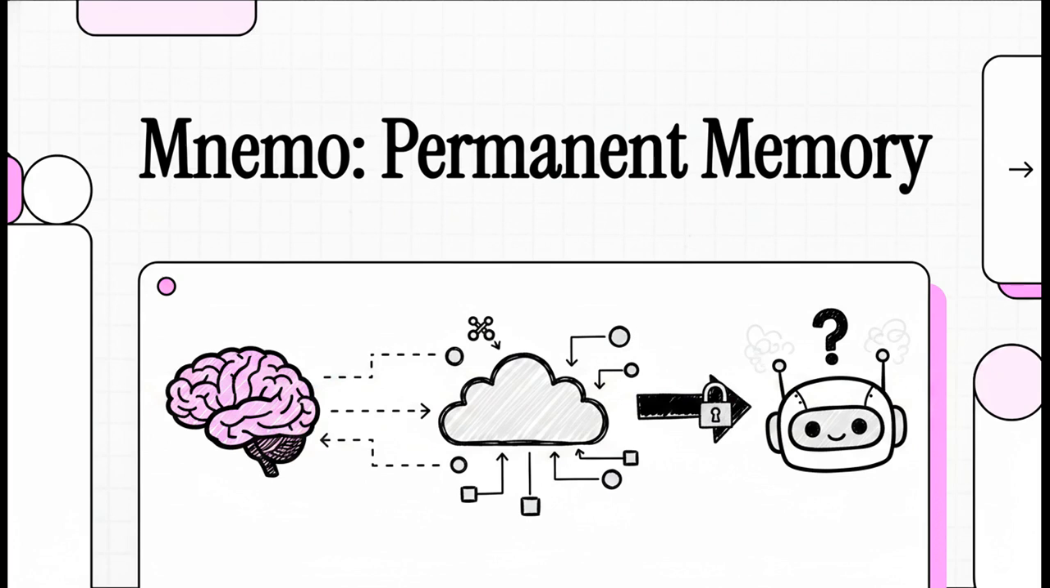But what if it didn't have to? Well, today in this explainer, we are diving into Mnemo. It's a fascinating new tool designed to completely solve this context amnesia problem by giving Claude Code permanent structured memory.